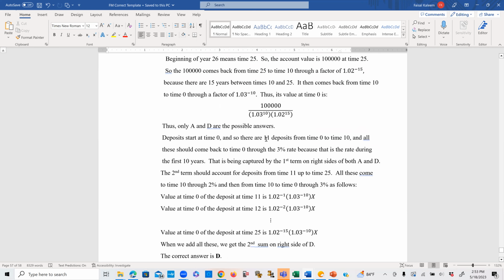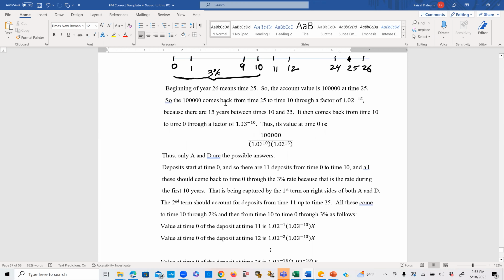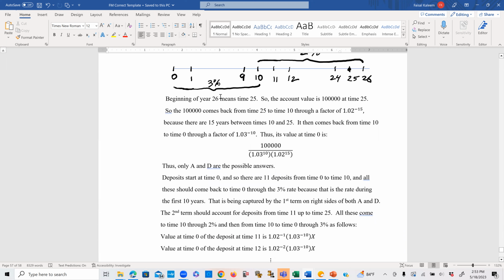And all these deposits come back through a 3% rate, because during all these deposits from time 0 to time 10, the interest rate is 3%. So we are trying to find the present value of all the deposits at time 0. When you bring these deposits back to time 0, you bring it back through a 3% interest rate. And therefore, for the first 10 years, we have a 3% rate.